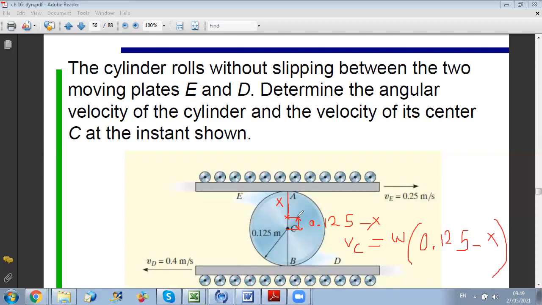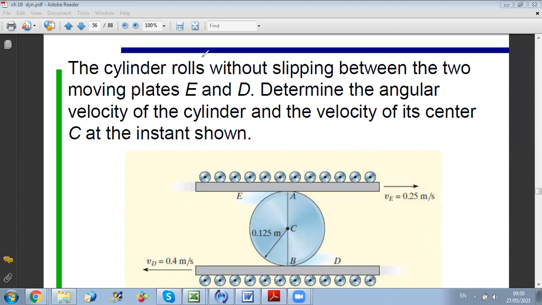Okay? And how do we know the direction? From the right hand rule. We found that the wheel is rotating clockwise, and the IC is above C, so VC should be to the left, since C rotates counterclockwise about the IC. Okay? Any question on this?